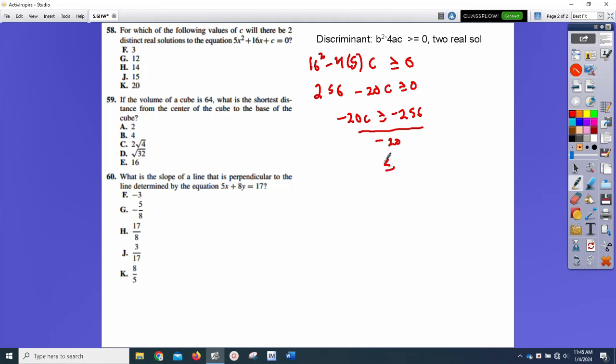And how many times does 20 go into 256? Like 12.8 times? Seems right. 240. 16, yeah. So C has to be less than 12.8. And that's the only disclaimer. Interesting. Hmm. 12 should work. 12 should work. But by that logic, so should that one.